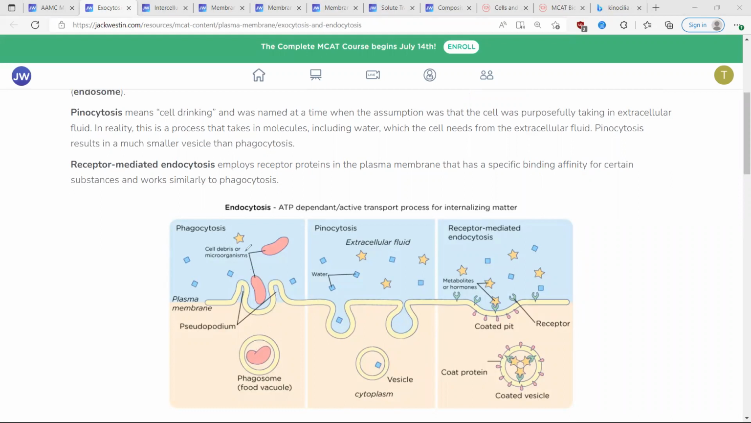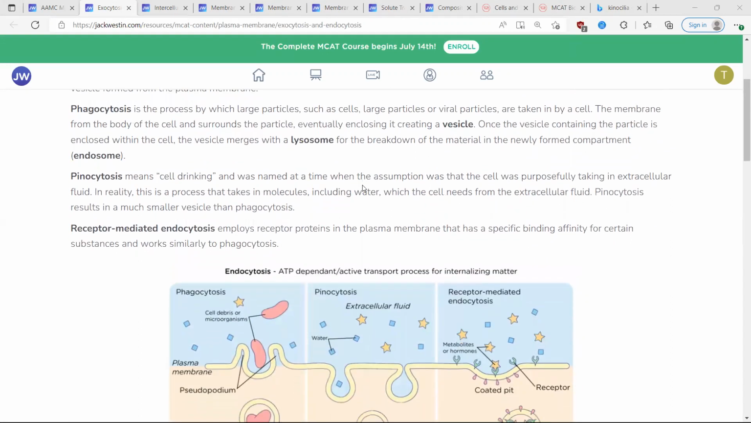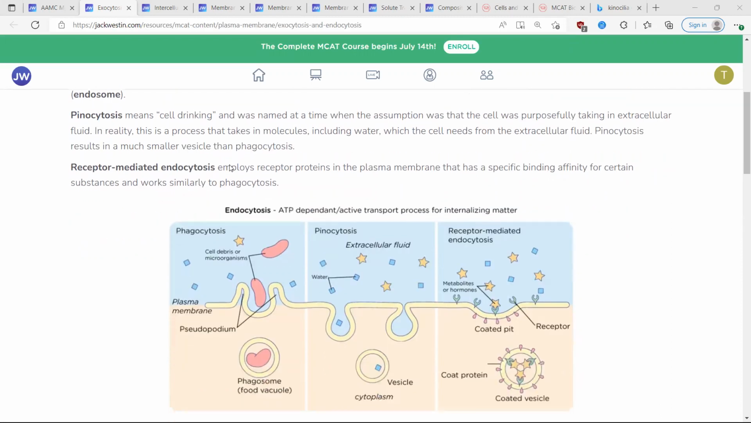So depending on what we're bringing in, we call it different stuff. It's called phagocytosis if we're eating. Eating is a weird term, but it's basically taking something in for breakdown, right? That's kind of what we mean by phagocytosis. So large particles like cells or viral particles are taken in, and then we go to a lysosome, which allows us to break it down, right? We'll talk more about what lysosomes are.